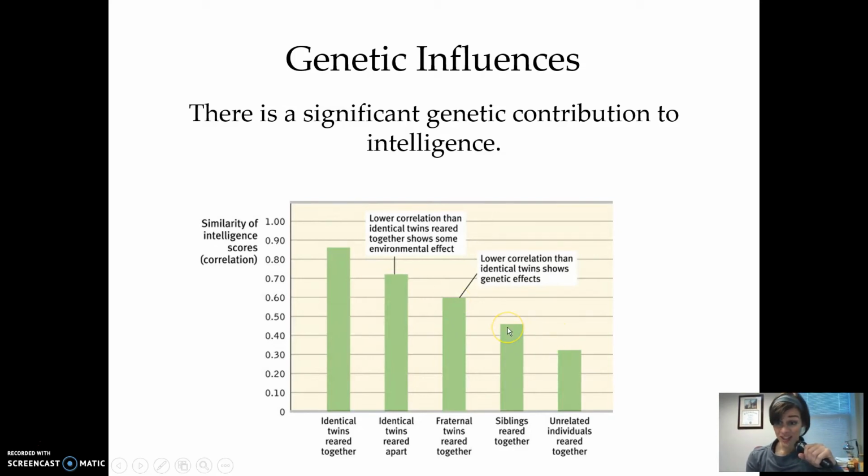When you look at siblings that are raised together, slightly different environment. You wouldn't treat an 8-year-old the same way you would treat a 5-year-old. And they share only 50% of the same genes. The correlation drops to below 0.5. When you look at unrelated individuals living together, the correlation drops even further. So what this tells us is that yes, environment matters, but it looks like genes might matter quite a bit as well.